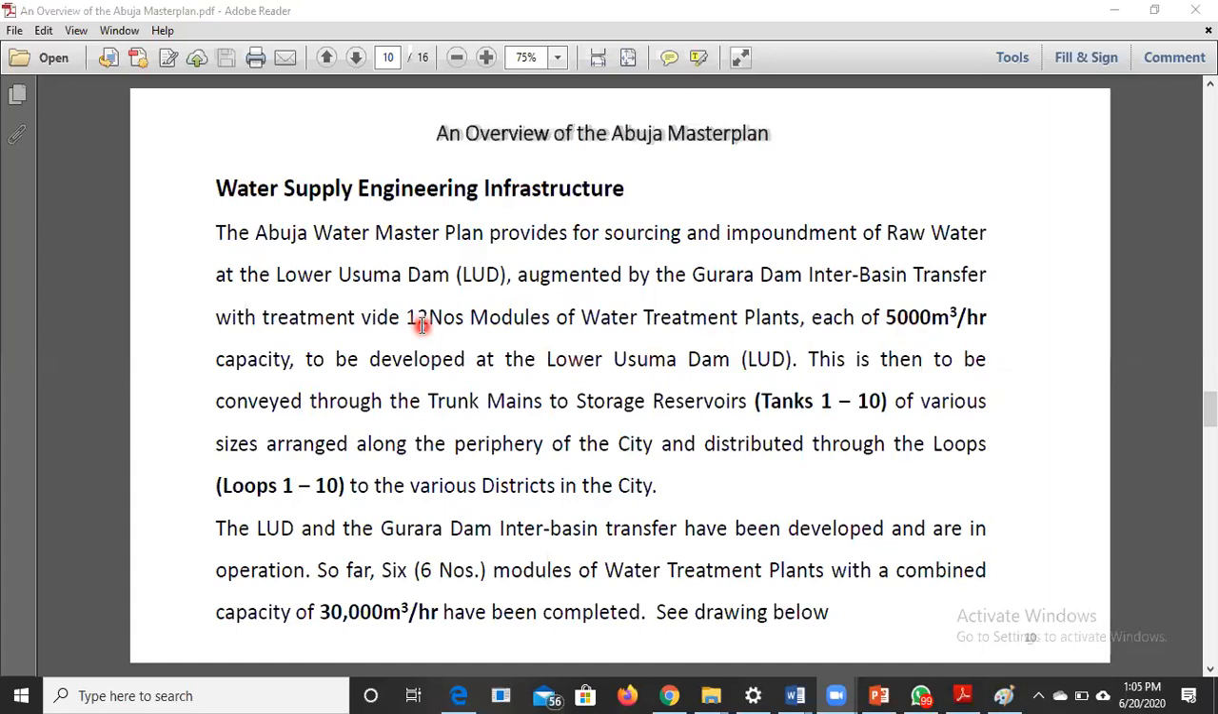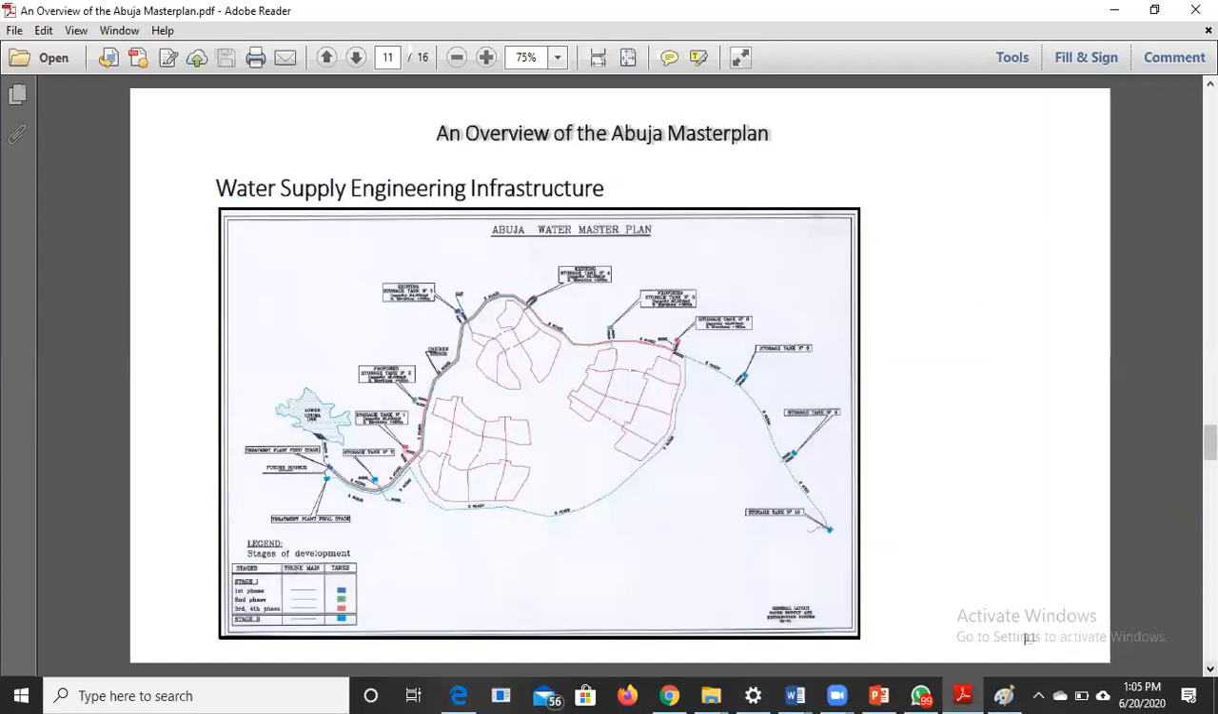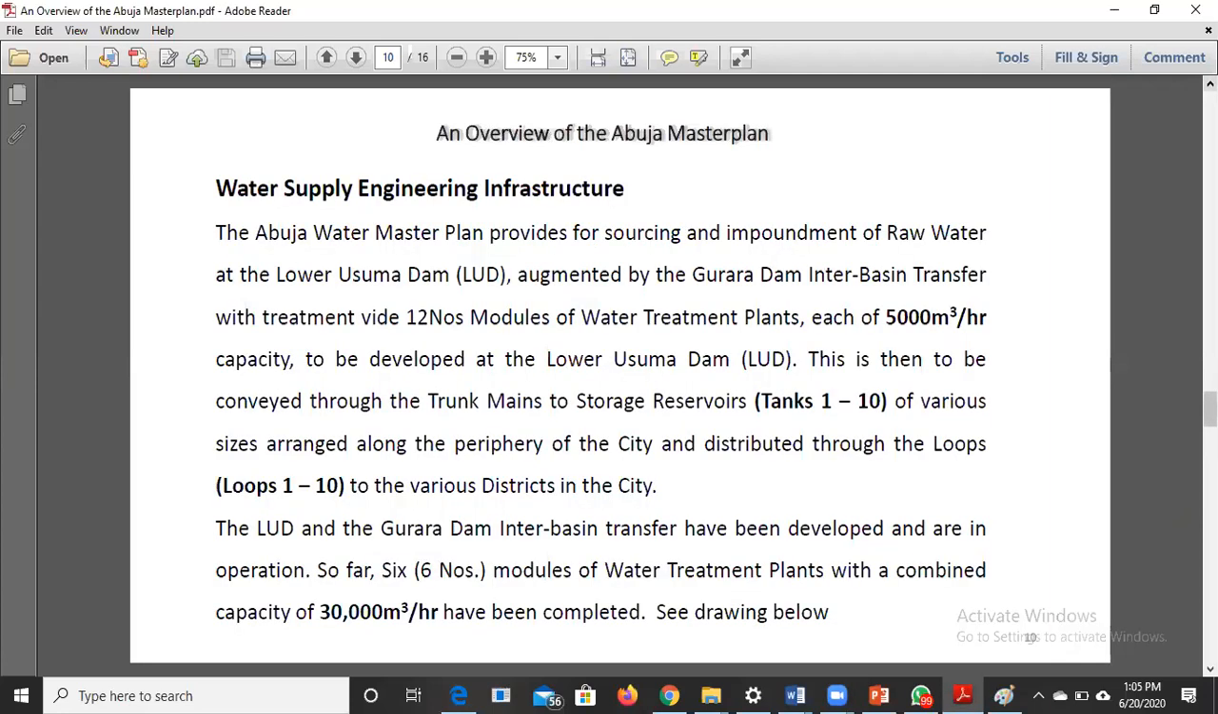Each of the treatment plants at Usuma Dam should be able to treat 5,000 cubic meter per hour. Now, this will then be conveyed through a trunk line to storage reservoirs that they call tanks 1 to N. And they use various loops within the city. We have loops 1 to 10 to supply water now to the district. You will see all of it on the next page.